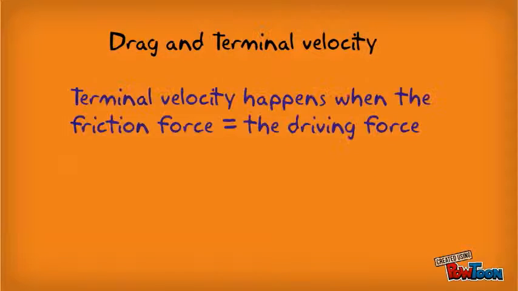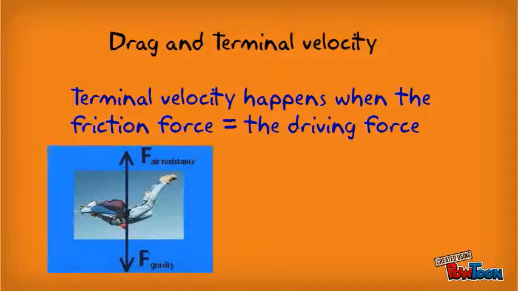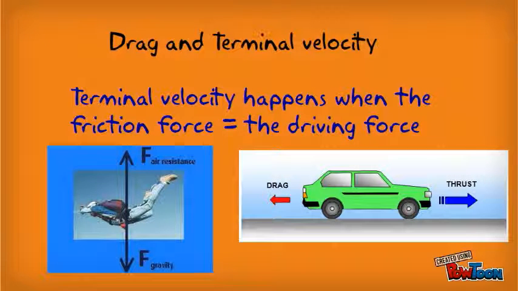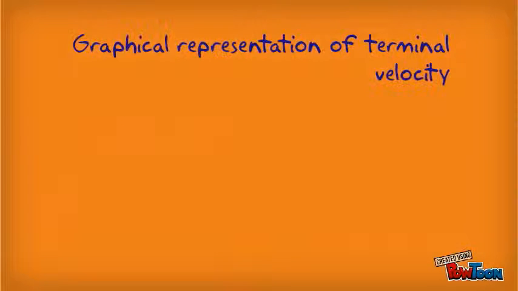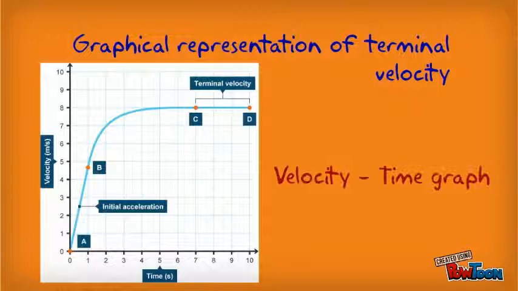The terminal velocity happens when the friction force becomes equal to the driving force. Because these forces are in opposite directions, when their sizes become the same, there is no resultant force. This means there's no further acceleration and terminal velocity is reached. If we want to represent this graphically, we can see by plotting a velocity time graph that the velocity tails off over time until terminal velocity is reached.